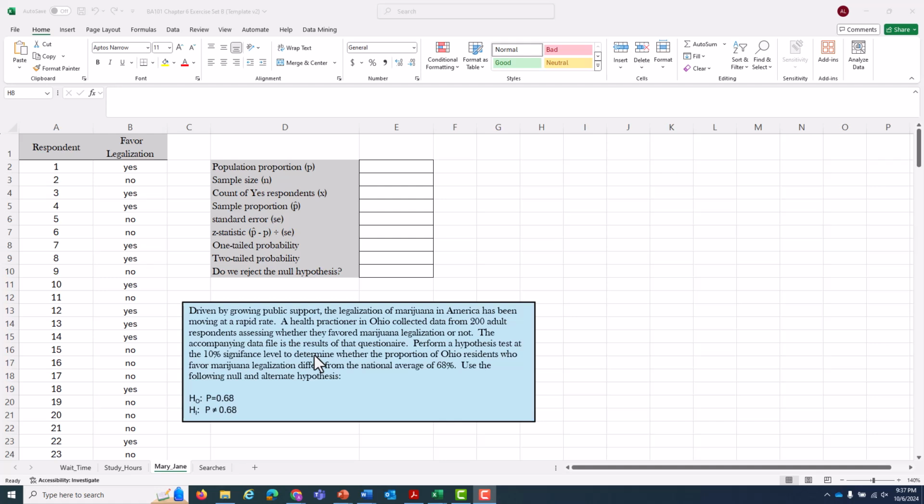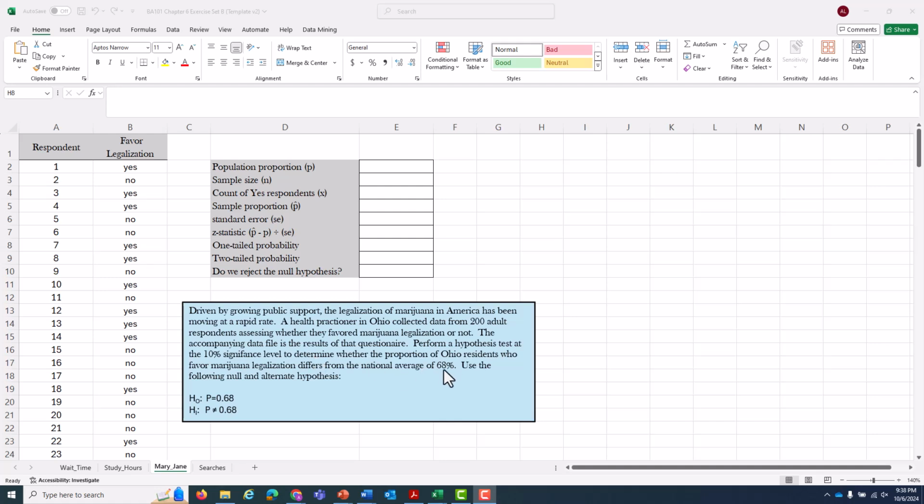We're going to use that to perform a hypothesis test to determine, with a 10% allowable chance of a type 1 error or a 10% significance level, whether overall for the entire population of Ohio, there is a difference in the number of people that favor legislation than the going national average of 68%?